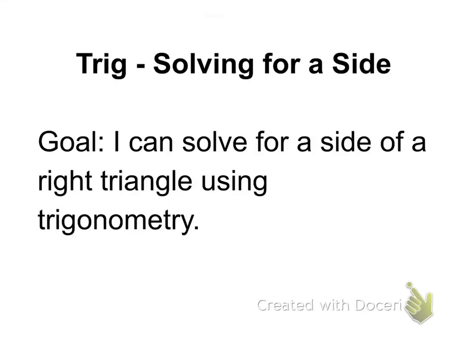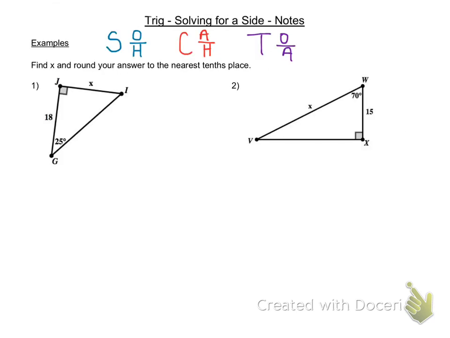This video is about using trigonometry to solve for a side of a right triangle. So the goal is I can solve for a side of a right triangle using trigonometry. To remember from the trig ratios unit, we have sine, cosine, and tangent. Sine is opposite over hypotenuse, cosine is adjacent over hypotenuse, and tangent is opposite over adjacent.